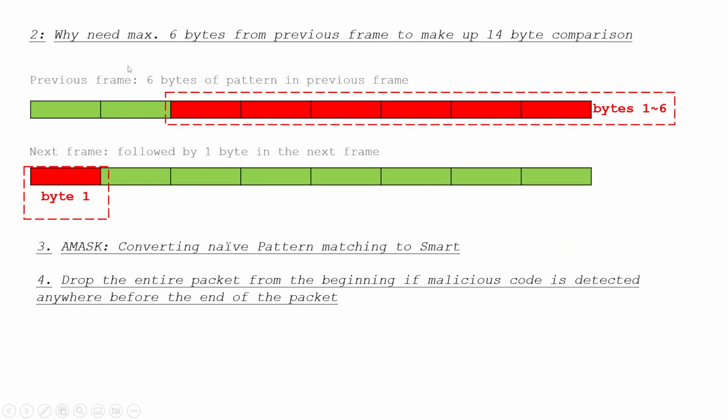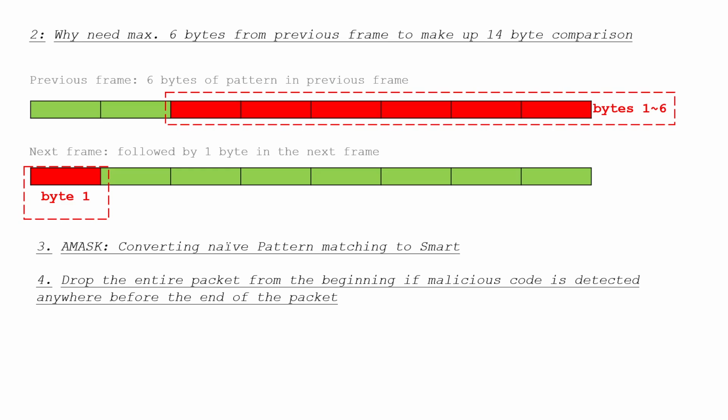And there's one more question. Why do we need 6 bytes from the previous frame to make up a 14-byte comparison? Let's say on my byte 3, I have a matching pattern, but the last byte of the malicious pattern is in the next frame. That's why I need the maximum of 6 bytes from the previous frame to make up a 14-byte. So this is how we are covering all the corner cases.